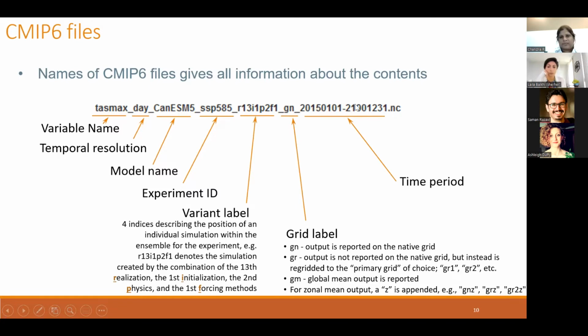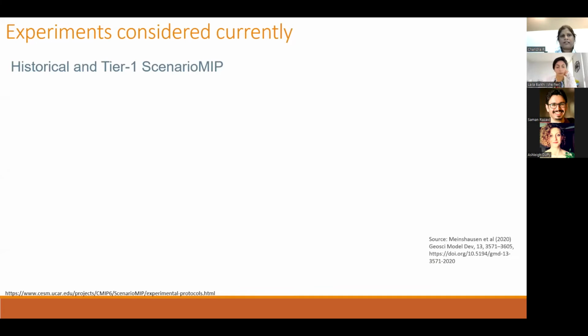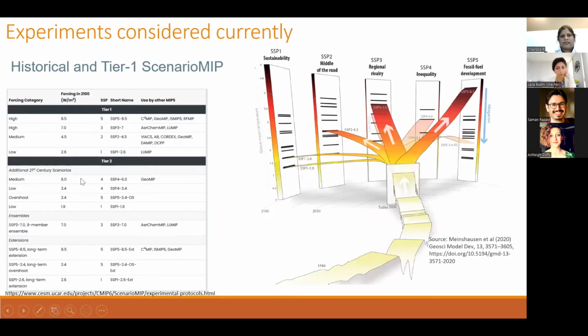And this is from 2015 to 2100, which is the projections, because I have selected the experiment ID of SSP5 8.5. So I'll get back to this experiment ID. In our current analysis, we are considering only historical and the tier 1 scenario MIPs. The tier 1 scenario MIPs are these four: SSP5 8.5, SSP3 7.0, SSP2 4.5, and SSP1 2.6.